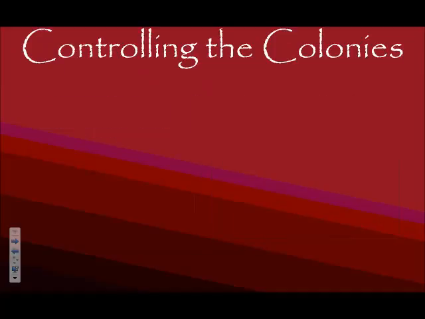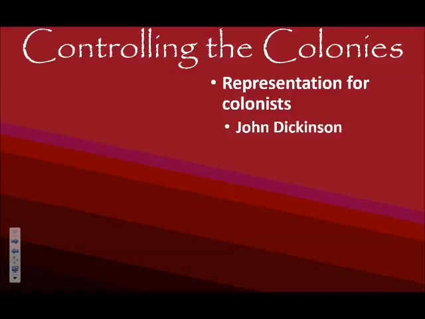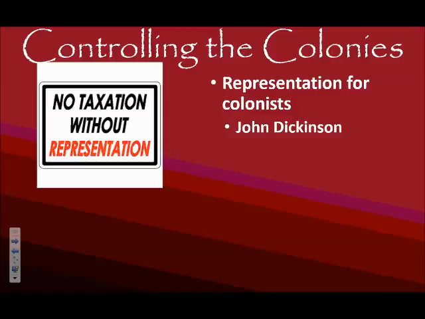In response to the Townshend Acts, a man by the name of John Dickinson writes letters from a Pennsylvania farmer. And he is arguing in this series of pamphlets that the colonists need to unite against the Townshend Acts, that they need to show their displeasure towards the British government. And again, all of this going back to no taxation without representation.